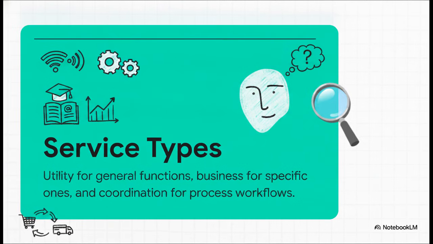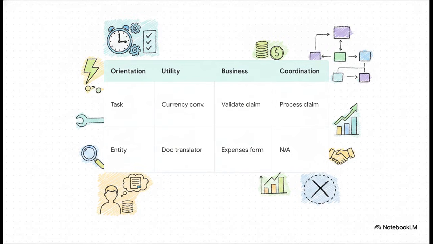The first is utility services. These implement general application-independent functionality. Think of something like a simple currency converter. The second is business services. These are tied to a specific business function, like a system for student registration at a university. And the third is coordination services, sometimes called process services. These support complex workflows that link different actors together, like an automated process for ordering and paying for goods from external suppliers.